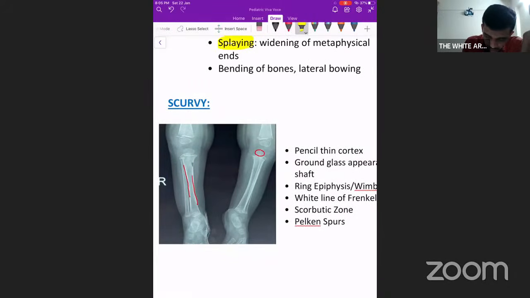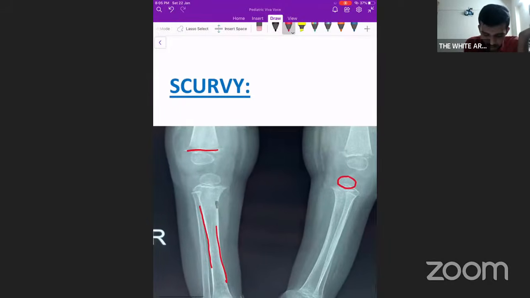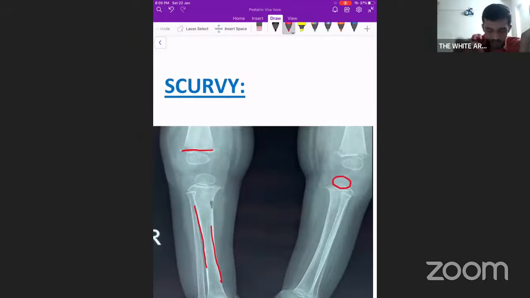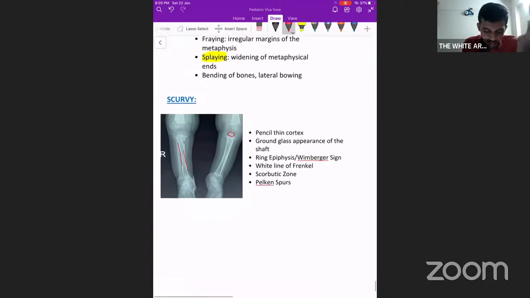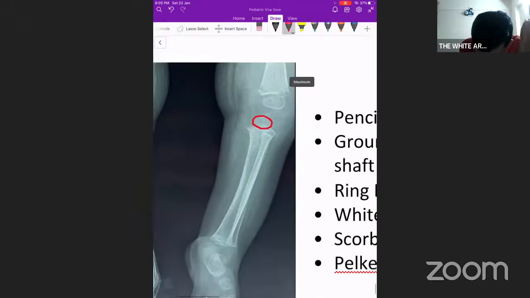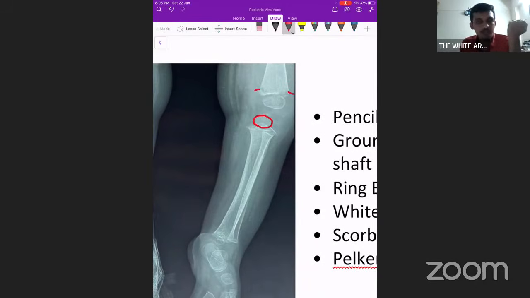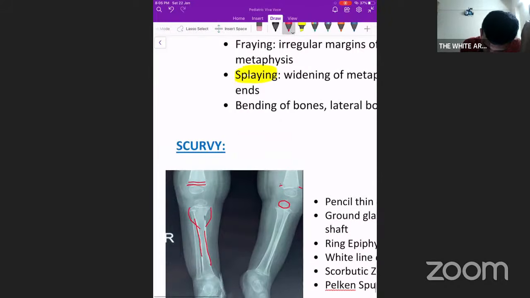Then you have the white line of Frankel, correct? This is the zone of calcification. This is the white line of Frankel. Below the white line of Frankel, you have a hypolucent area, correct? If you look carefully, there is a hypolucent area, and that is called the scorbutic zone. And in the periphery, you have the Pelkan spurs. For example, if you look carefully, you have one Pelkan spur here, you have one Pelkan spur here, correct? And there can be subperiosteal hemorrhage as well. So these are the findings in scurvy.